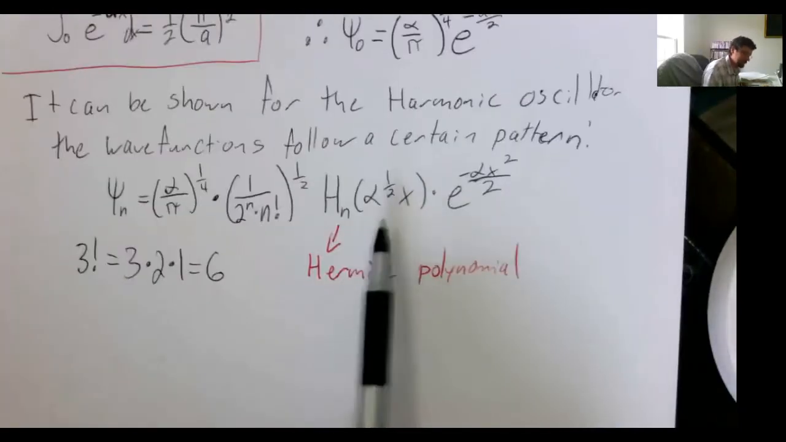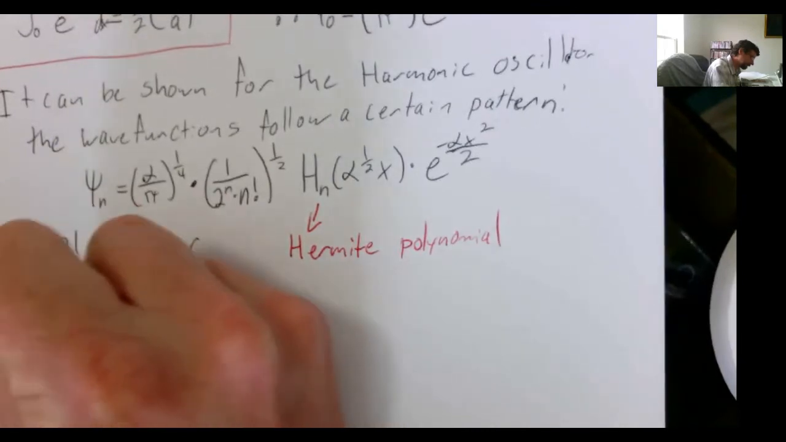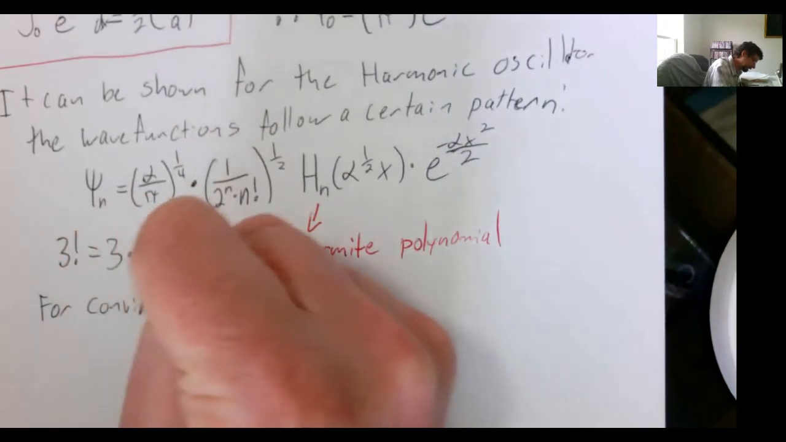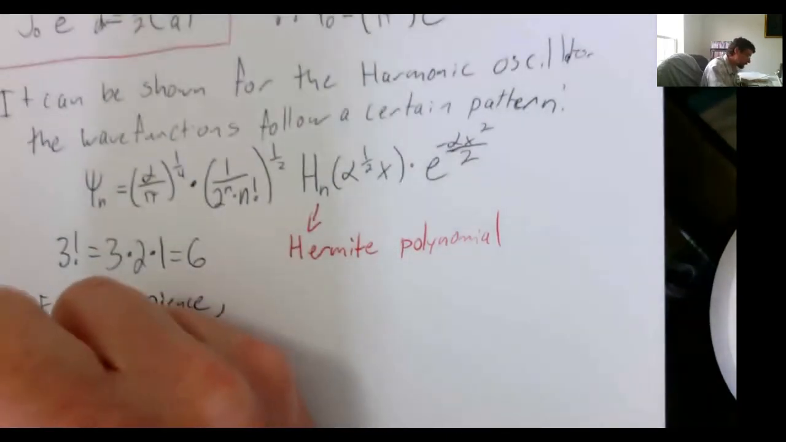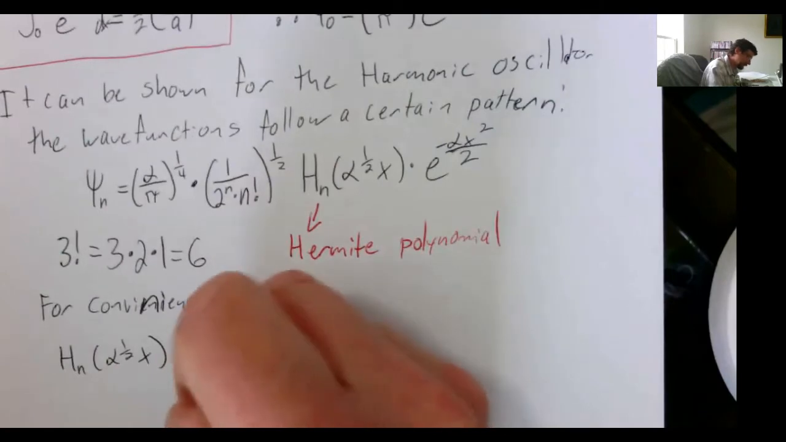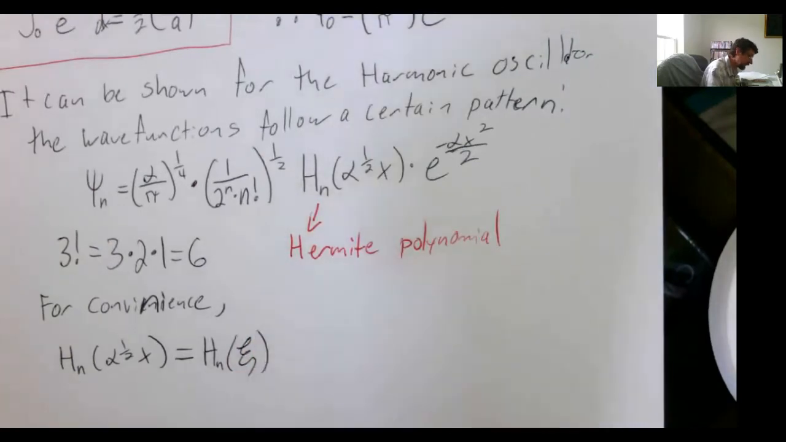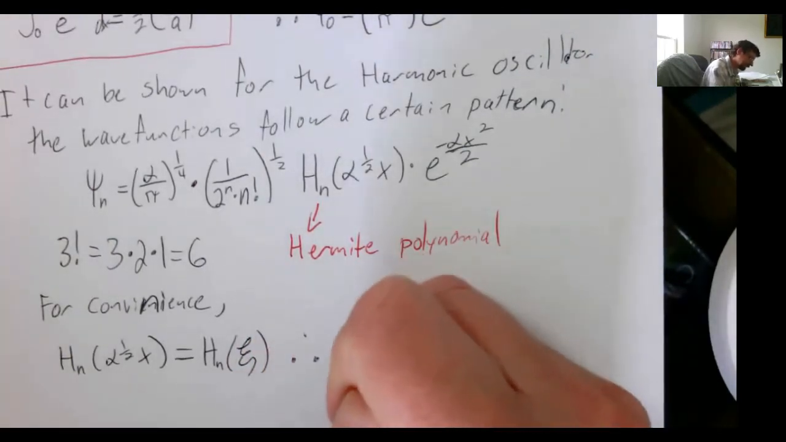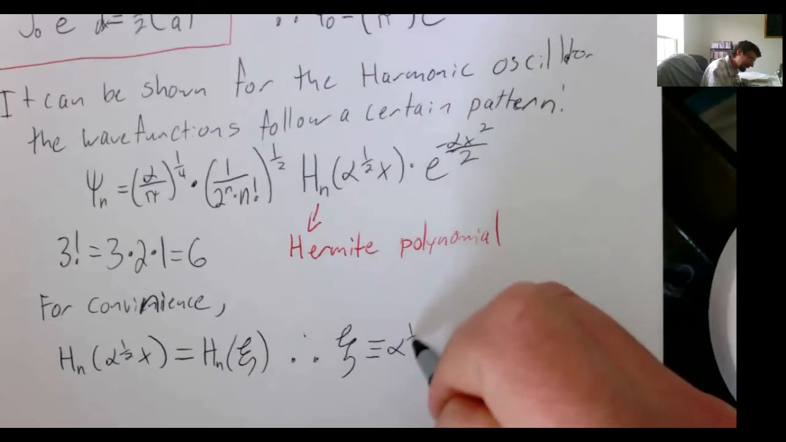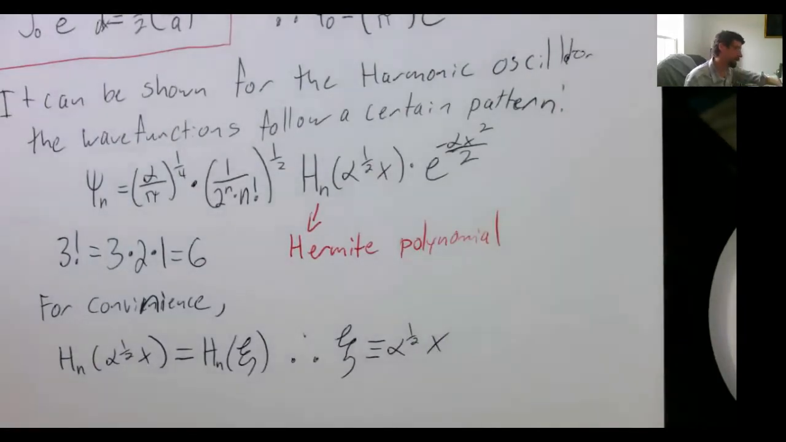Sometimes looking at the Hermite polynomial can be complicated. So for convenience, we can represent it as a single variable. We're going to give it this epsilon, which is defined as alpha x. I'll show you why that's beneficial in a moment.